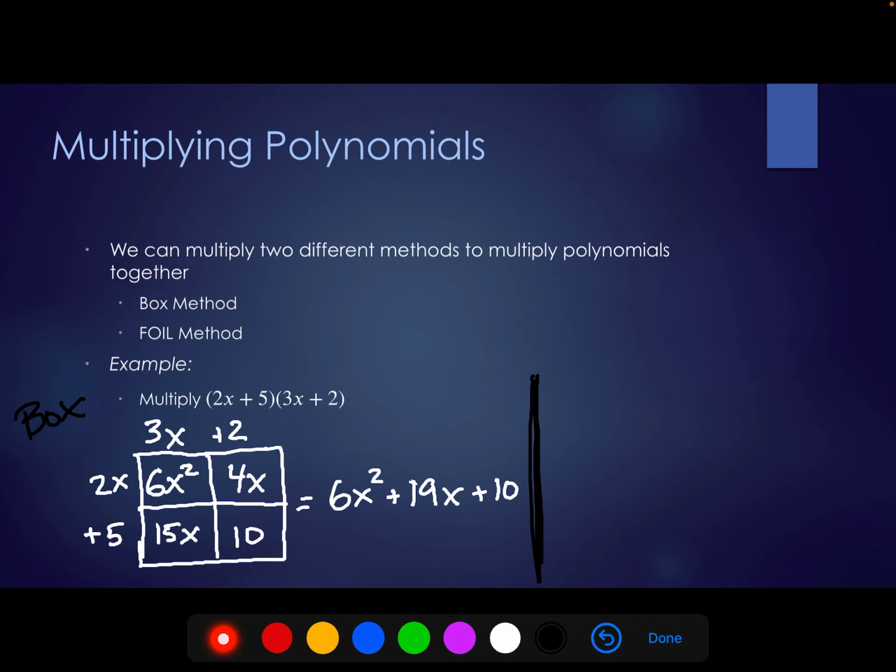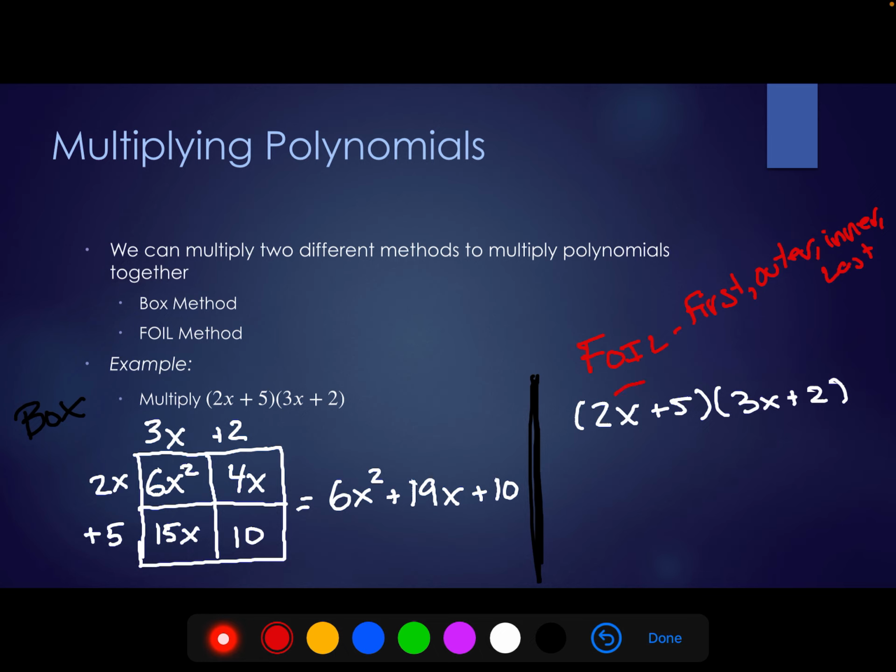Now let's take a look at what's called the FOIL method. FOIL is an acronym that stands for first, outer, inner, and last. So let's take a look at how this works. We have our two binomials, 2x plus 5 times 3x plus 2. And we're going to do just what this acronym says.